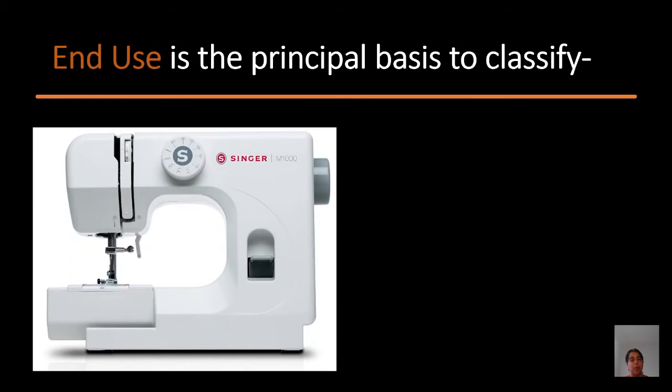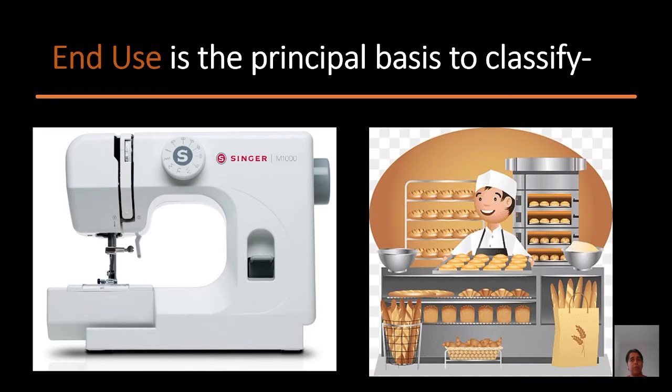Now let's take the example of a sewing machine. A sewing machine purchased by a tailor would be an intermediate good, but the same machine purchased by a household would be a final good. Another example would be sugar. Now it can be used as an ingredient to produce a cake by the baker, and if it is bought by a household, they will be using it directly for their consumption. So in the case of baking a cake, this would be an intermediate good.